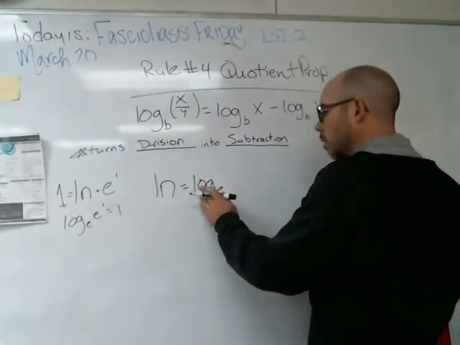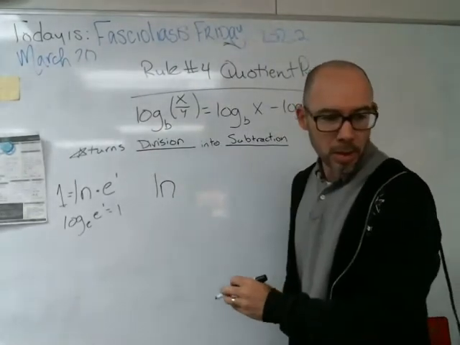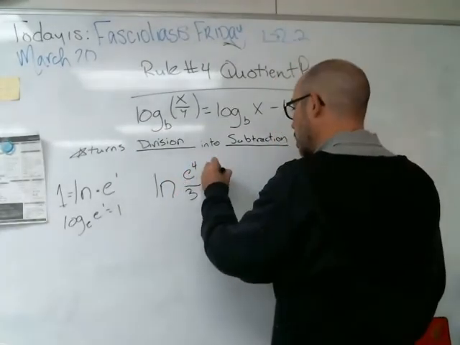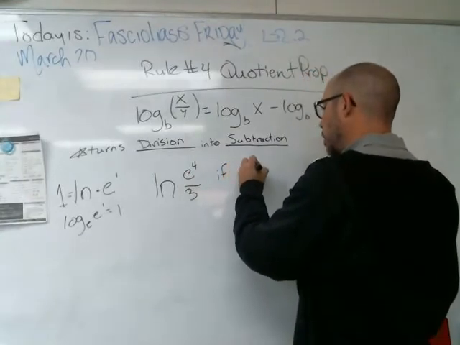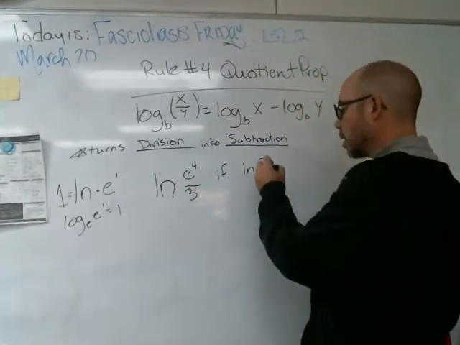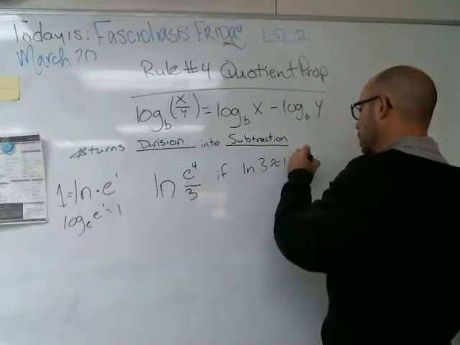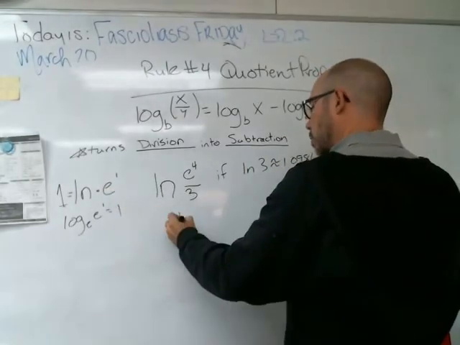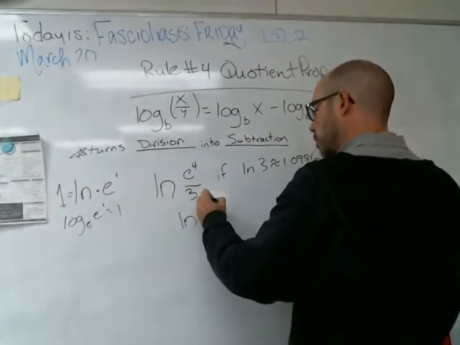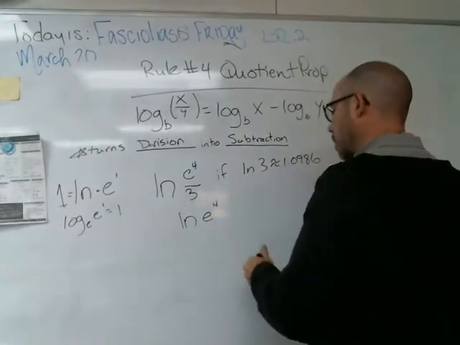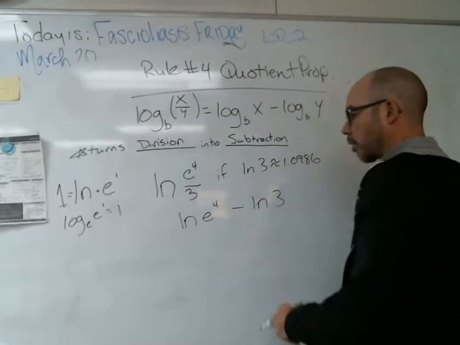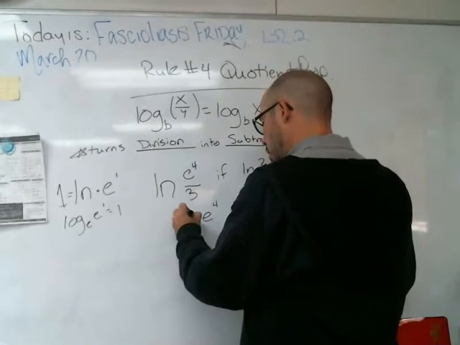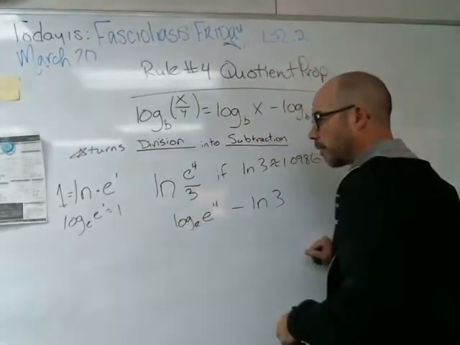The problem in the book is this. The natural log of e to the 4th over 3, given that the natural log of 3 is about 1.09. So, break this up. We can have the natural log of e to the 4th minus natural log 3.